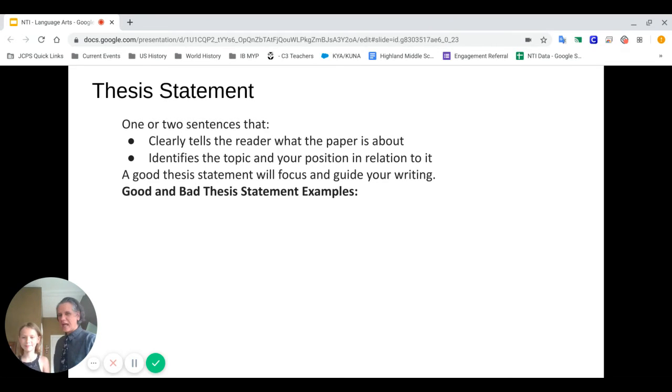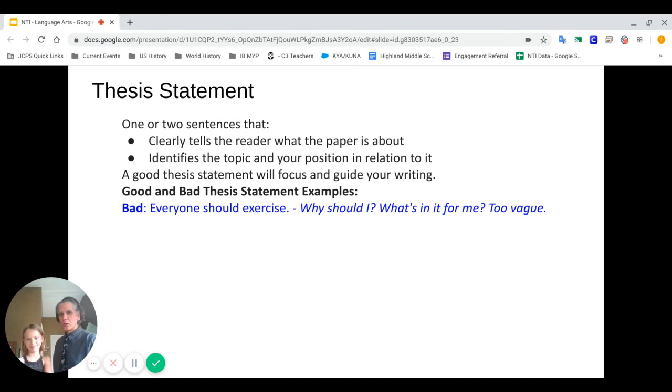We'll start with bad, and the bad ones will be in blue because it's because of Kentucky and we don't like blue. We like red. Yeah, Go Cards.